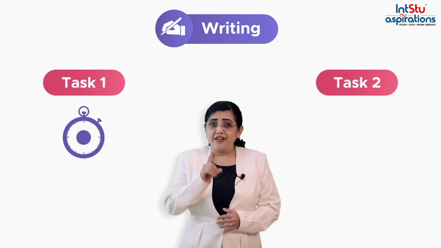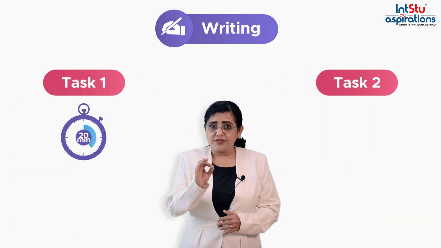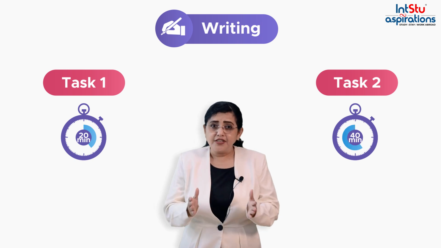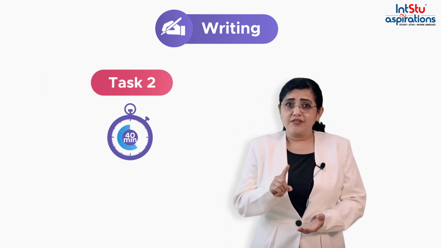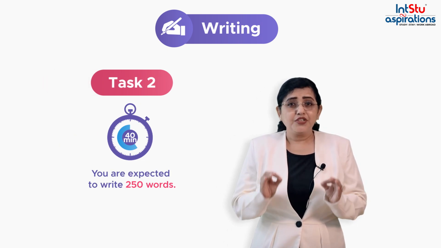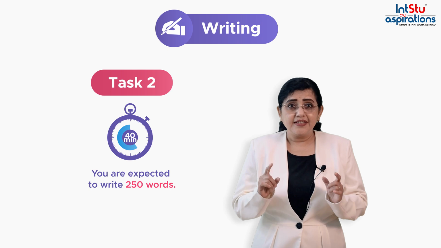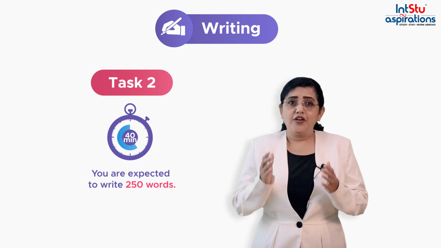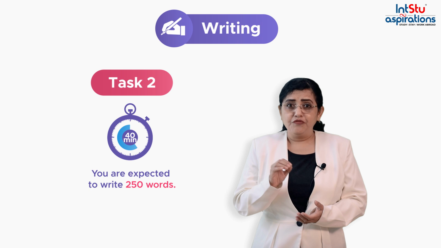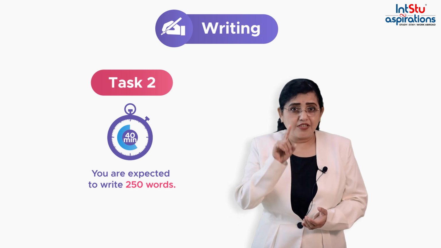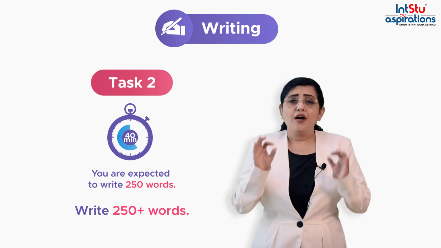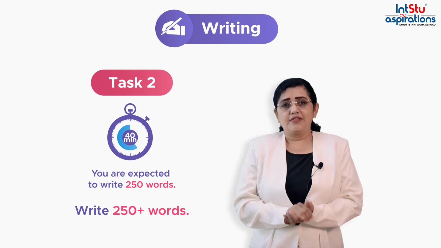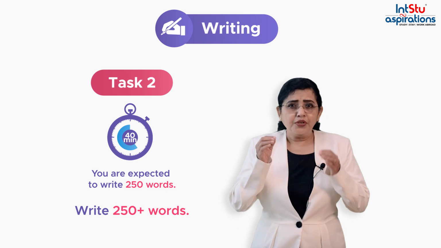You should finish task 1 in 20 minutes. So you have 40 minutes to write task 2. In these 40 minutes, you are expected to write 250 words. That is the minimum requirement for task achievement to be fulfilled. But we suggest you write 250 plus, that is approximately 270 words. So let's go into detail about essay writing.